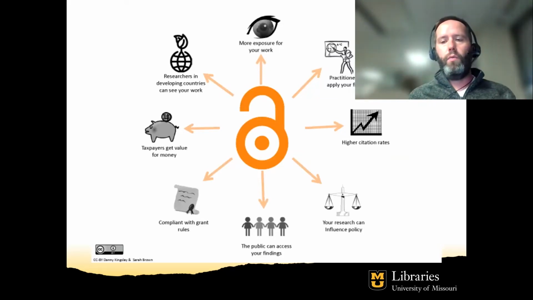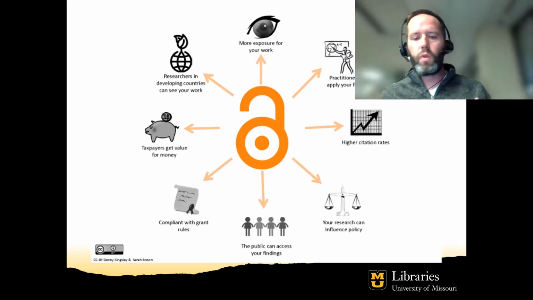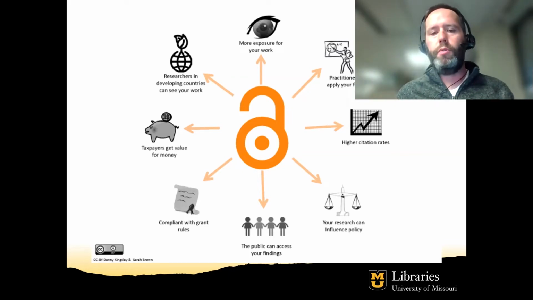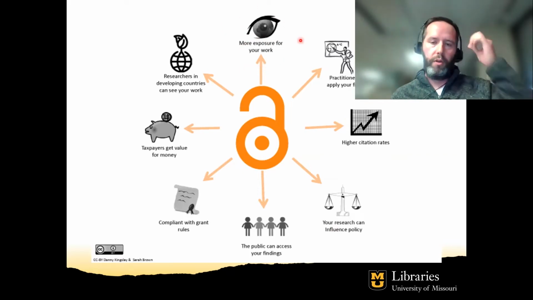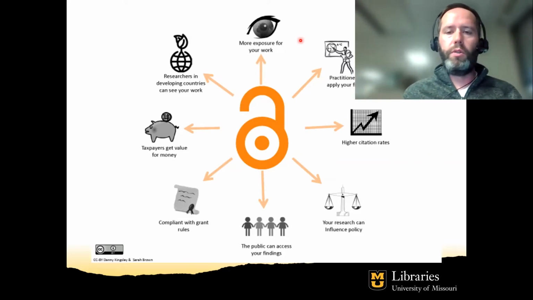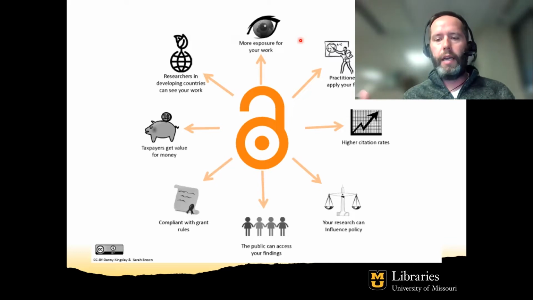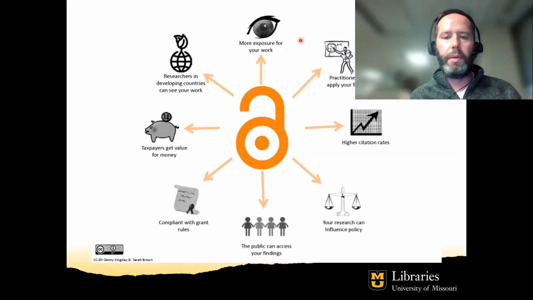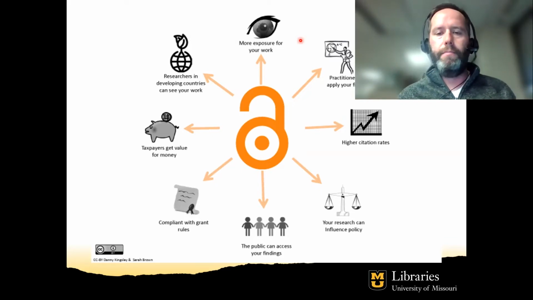And now finally, we can talk about why you would want to choose an open access license. The main one is more exposure for your work. You put it out there, it's in Google Scholar for free, and anybody who searches can get the PDF right away and read it. And so there's certainly more exposure.